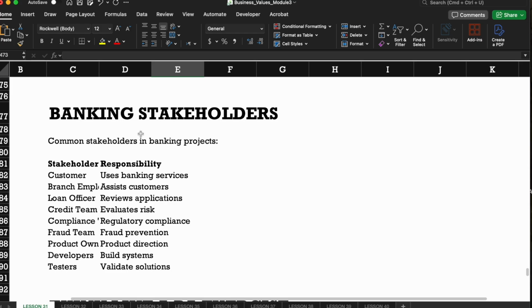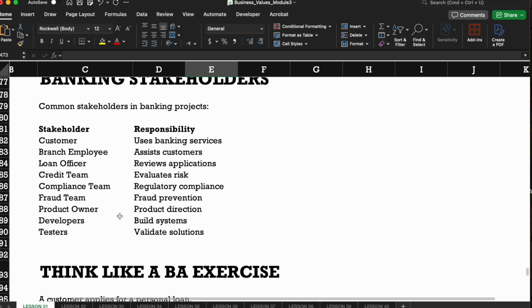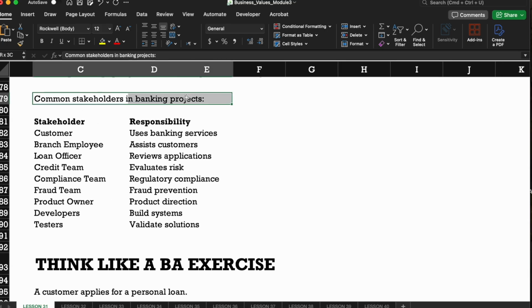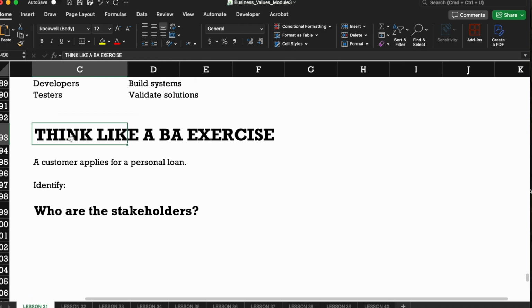Okay. So bank stakeholders. Common stakeholders in a banking project: customer, the user who uses the banking service; branch employee, who assists customers; loan officer, who reviews applications; credit team, who evaluate risk; compliance team, for regulatory compliance; fraud team, for fraud prevention; product owner, for product direction; developers, who build the system; testers, who validate the solution.